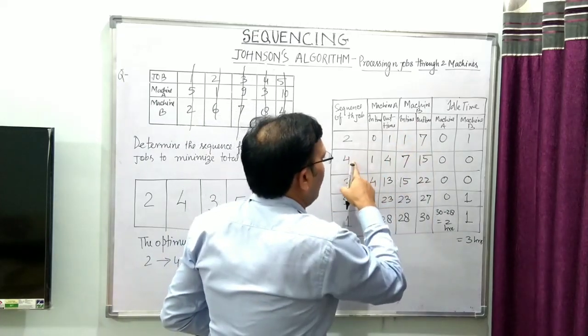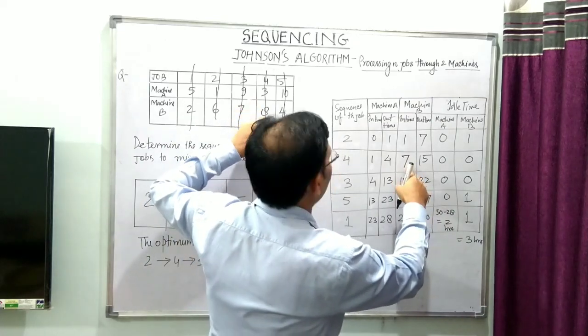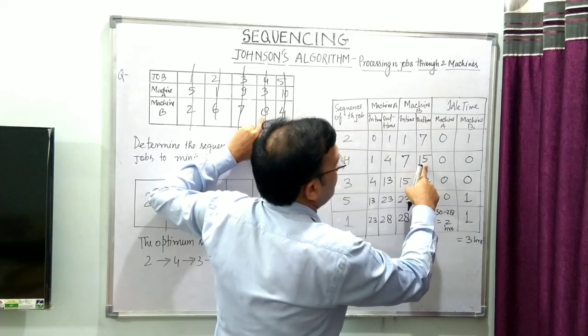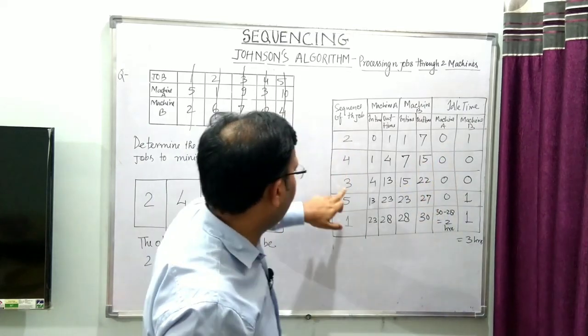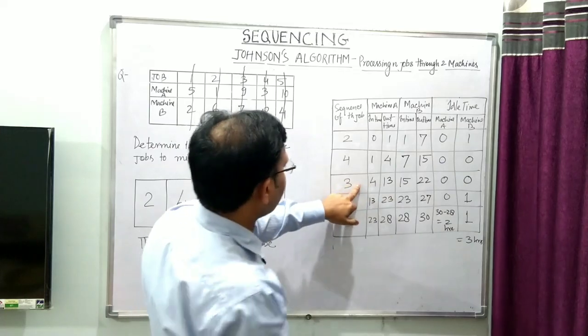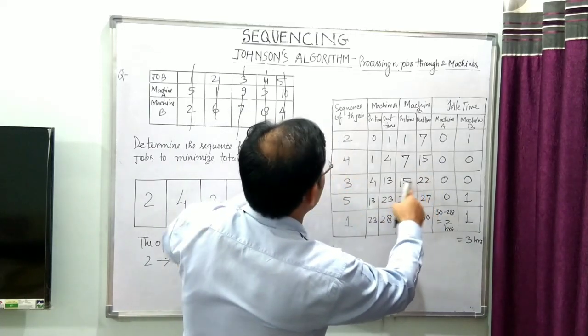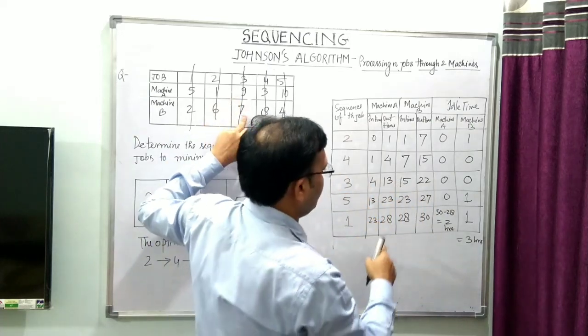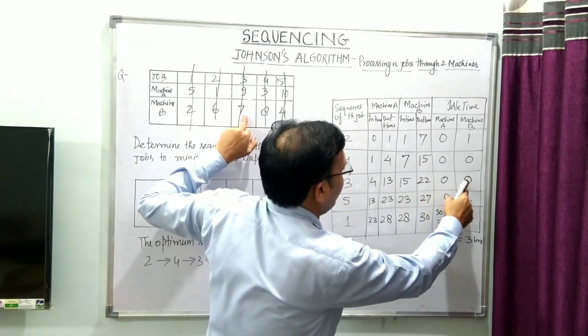And further, job 4 shall be starting at 7. How much time does it take? 8 hours. So 7 plus 8 is equal to 15. Again, idle time for both the machines is 0, right? And then job 3 started at 15, and how much time does it take? It takes 7 hours. So 15 plus 7 is equal to 22, right? Again, idle time is 0.